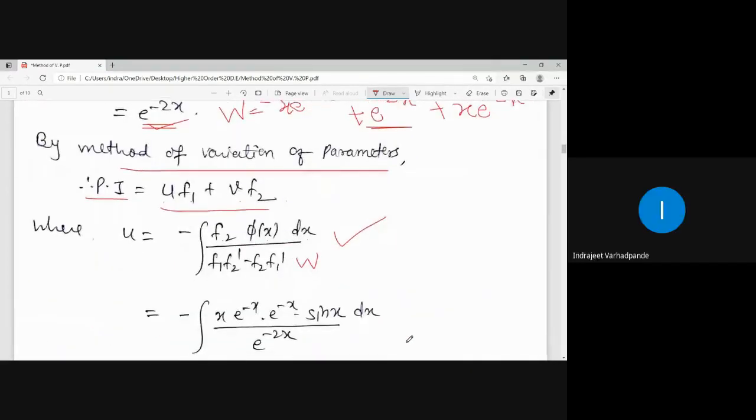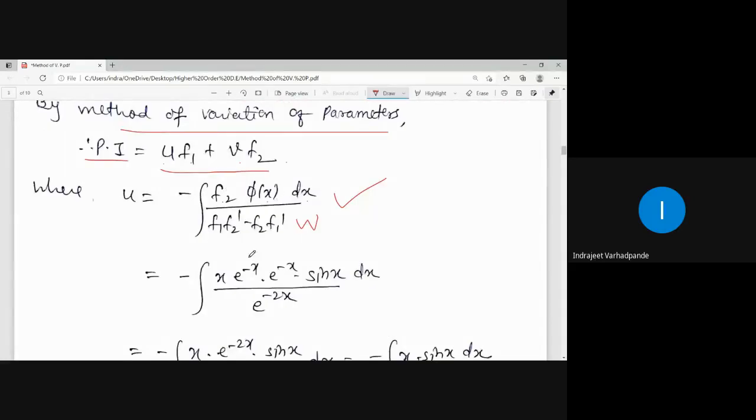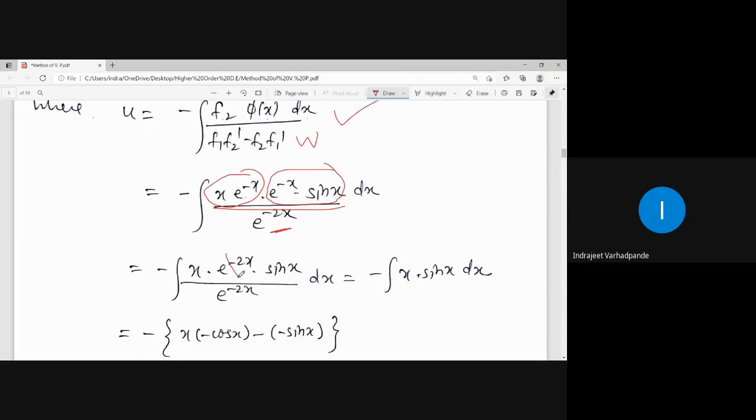Yes, sir. So minus times f2. F2 is x e to the power minus x. Phi of x is e to the power minus x into sin x, in the denominator e to the power minus 2x. In the numerator, e to the power minus x into e to the power minus x is e to the power minus 2x. This gets cancelled. Only we are left with x into sin x.